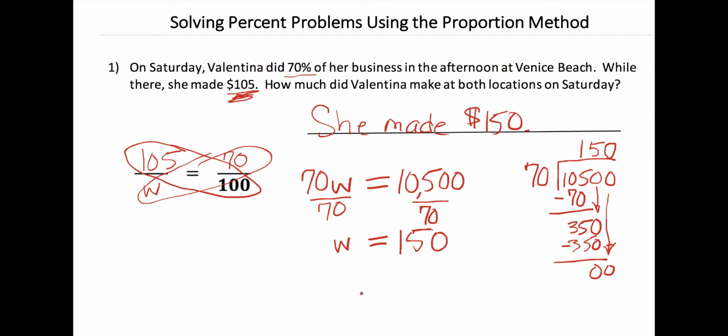And if you wanted to, you could write at both locations. That would be nice, at both locations, to make it super complete. But she made $150 would be enough. So what that means is that $105 is 70% of $150. Okay, 150 is the whole, 105 is the 70%. It's the part. All right, let's move on to the next question.